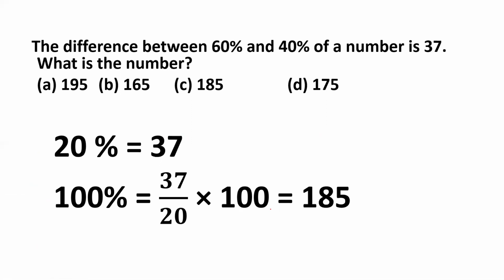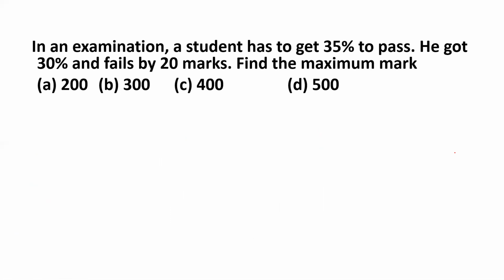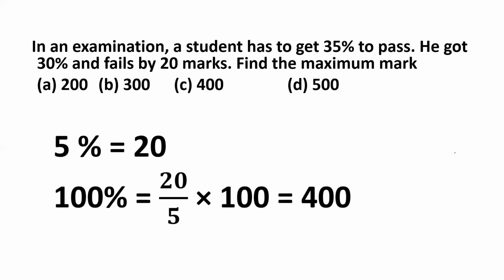Let's move to the next question. In an examination, a student has to get 35% to pass. He got 30% and fails by 20 marks. Find the maximum mark. In this question, maximum mark is the base, which should be taken as 100%. And as per the question, 35% and 30%, the difference is 5%. 5% is equal to 20. 100% is equal to 20 times of 20, that is 400.